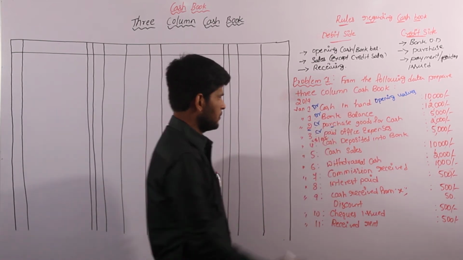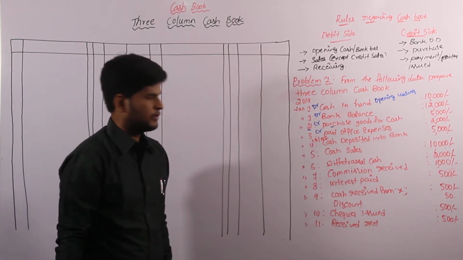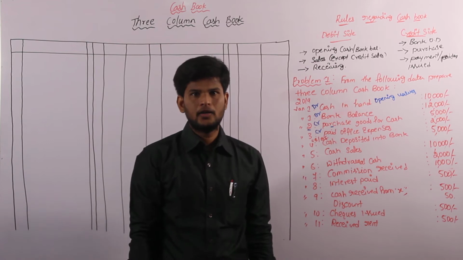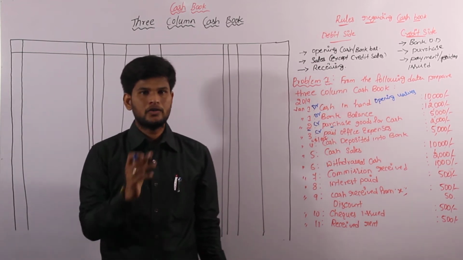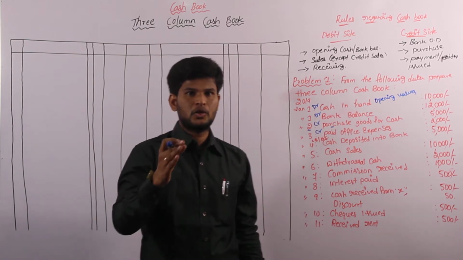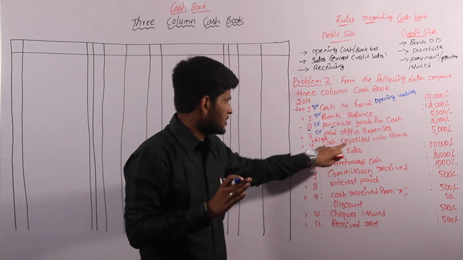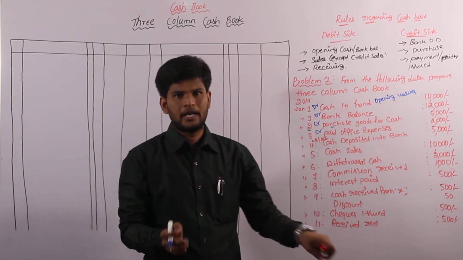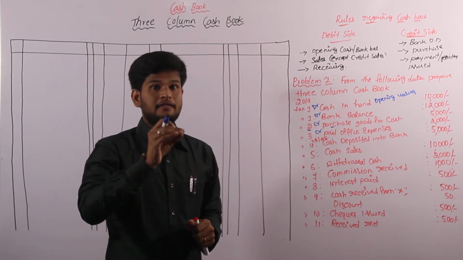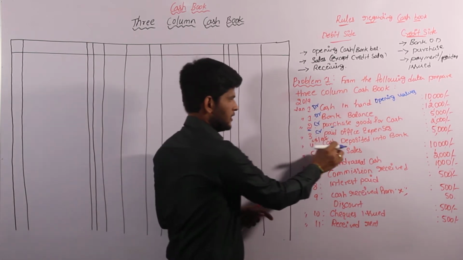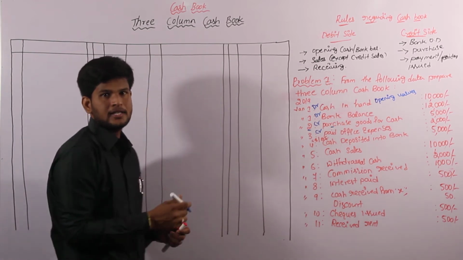And come to the next one, cash deposited into bank. Now let us assume the single column cash book and two column cash book. At that stage we do not find contra entries because we don't have a cash column as well as a bank column. That's the reason we recognize cash deposited into bank, cash paid into bank. These are all called contra entries. We must enter the cash deposited into bank as a contra entry both on the debit side as well as the credit side.